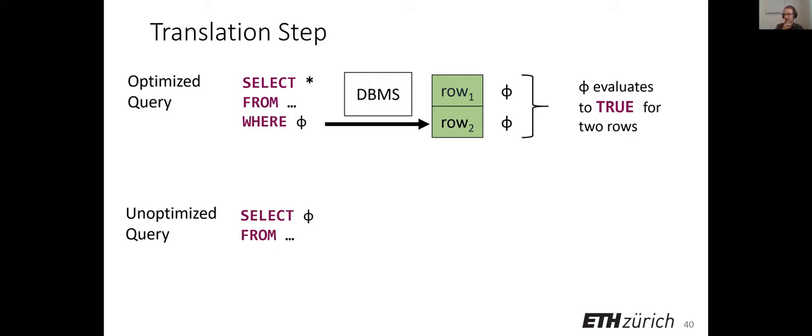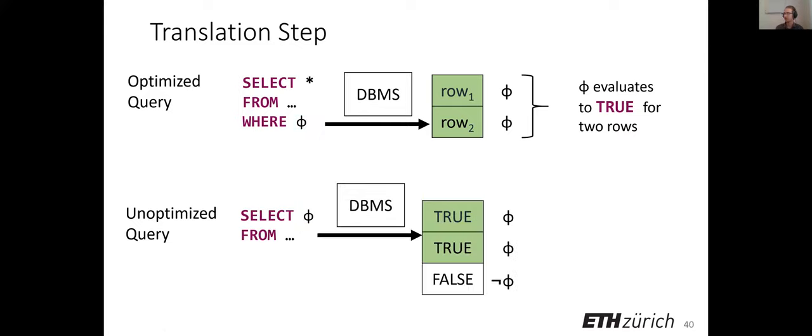Now the unoptimized query looks in the following way. We take the phi predicate and move it directly after the select, and you can see that we also do not have a WHERE clause. What effect does this query have? First, we fetch as many rows as there are contained in the tables or the cross product of the tables. For every record where phi evaluates to true, we have true in the result set, and for every record where it evaluates to false, we have a false in the result set. Also assuming that null evaluates to false for simplicity.